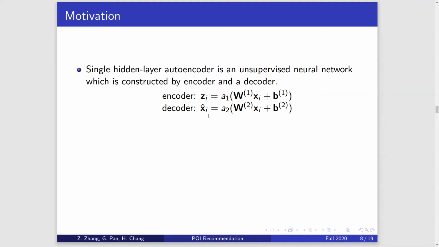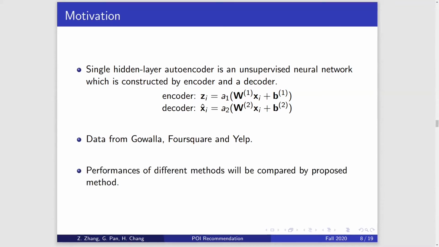In this paper, the datasets are obtained from Gowalla, Foursquare, and Yelp. All of them are famous software that let users share their experience, and this data can be used to train a model. After the model is trained by the proposed method, this paper also compared the performance of different methods in POI recommendation, and the comparison result will be introduced later in this video.